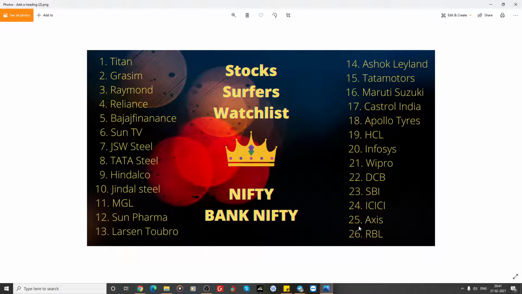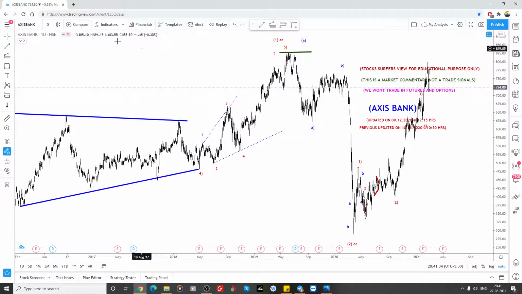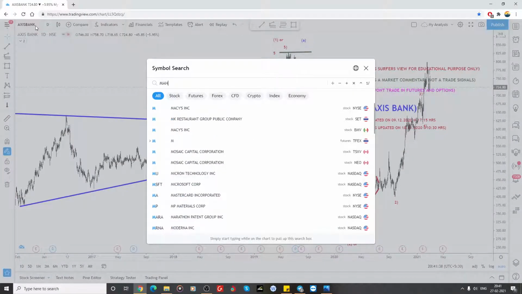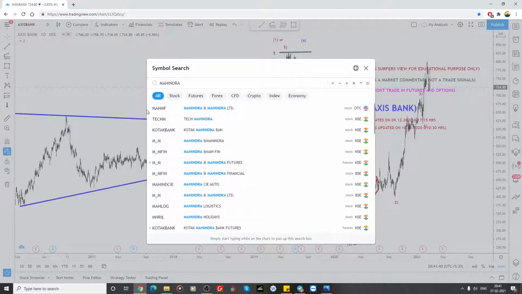So I think I covered everything, and we will move to one or two stocks, Mahindra and Mahindra Finance. So those are all the investment stocks. Looks good.